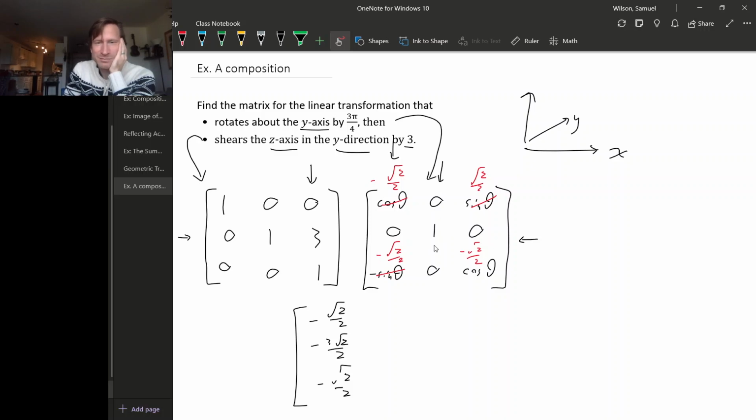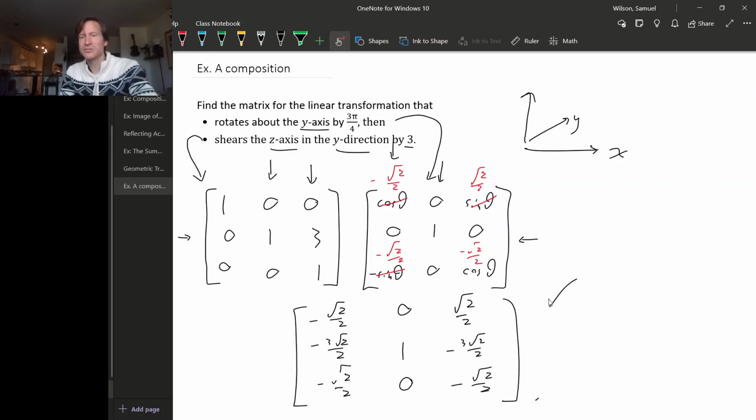Second column, because it only has a 1 in the middle, it's just going to pick out this second column here, so 0, 1, 0. And then for third column, we're going to get root 2 over 2, minus 3 root 2 over 2, and minus root 2 over 2. Okay, so there we go. There's the matrix that performs this linear operation in R3.